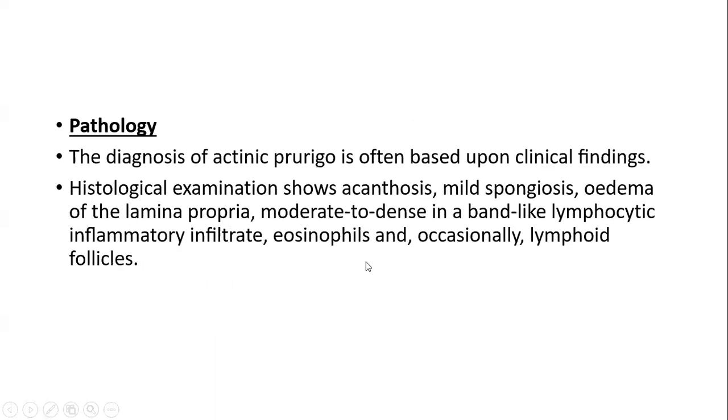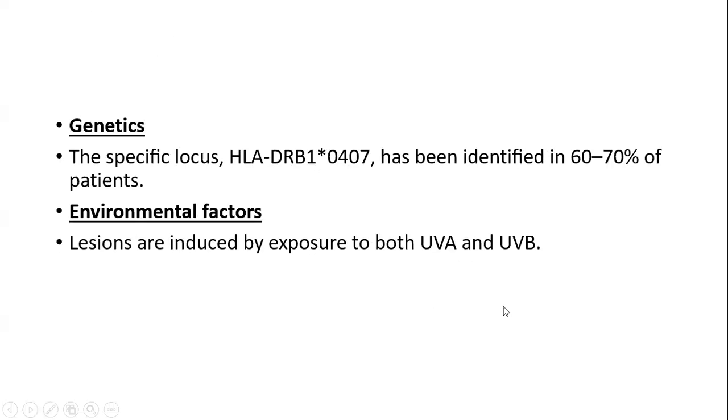The diagnosis of actinic prurigo is often based on clinical findings. Histology is non-specific and shows acanthosis, mild spongiosis, edema in lamina propria, moderate to dense, band-like, lymphocytic inflammatory infiltrate with eosinophils, and sometimes lymphoid follicles. There is a specific locus of the HLA-DRB1*0407 gene identified in 60 to 70% of patients. And the lesions are induced by exposure to both ultraviolet A and B radiations.